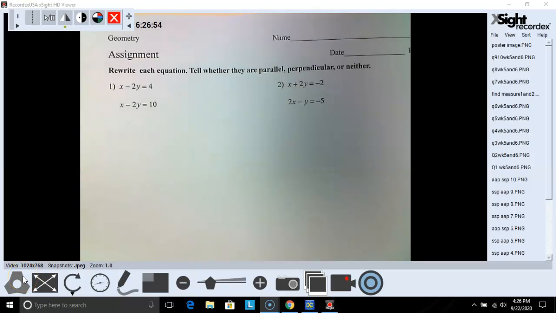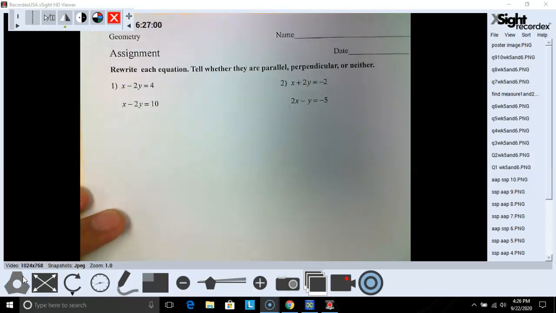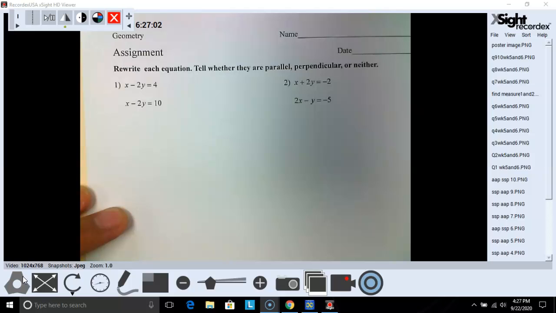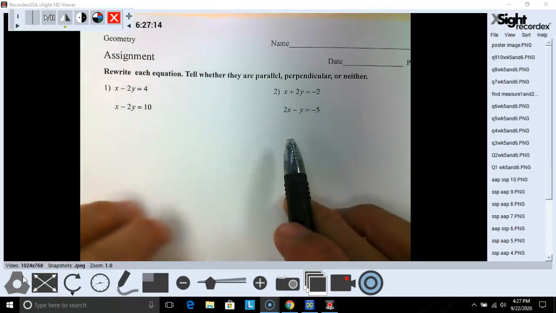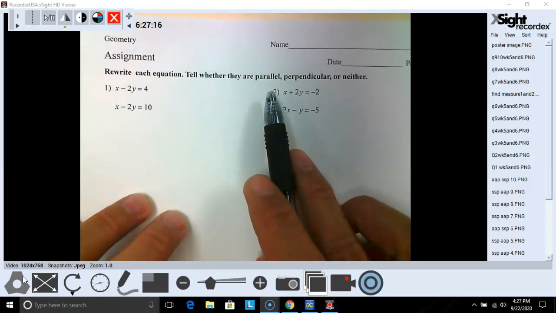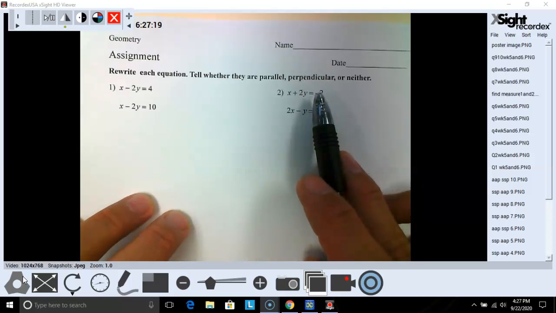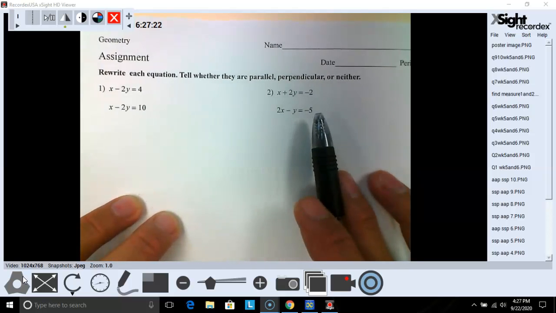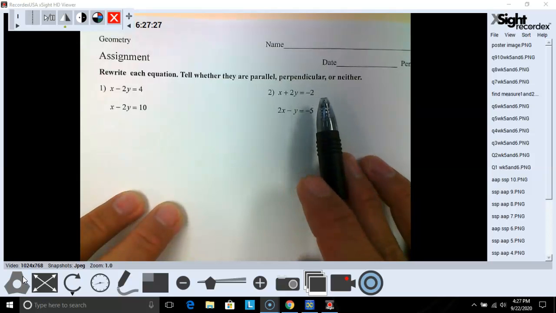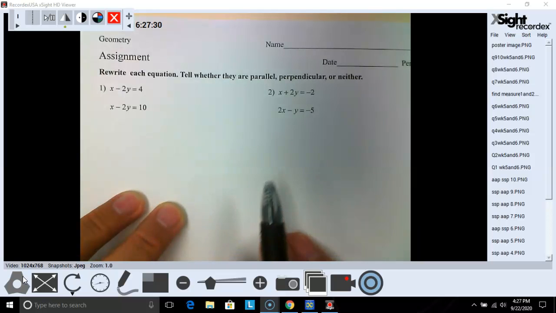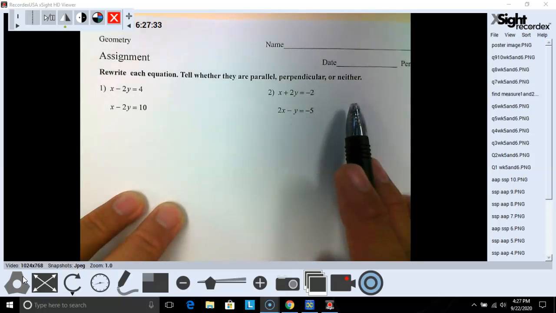Hi guys, I'm going to show you how to check if two linear equations are parallel, perpendicular, or neither. Before we start, let's have a short recall. We can tell that the lines are parallel if the slopes are equal. We can tell that the lines are perpendicular if the product of the slopes is -1. If none of those satisfy the condition, then we can write neither.